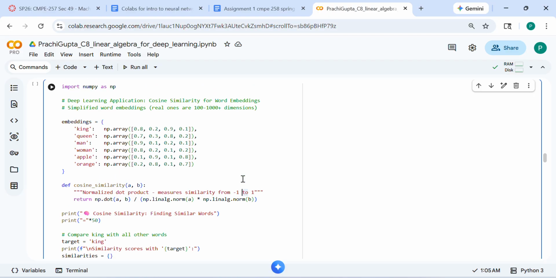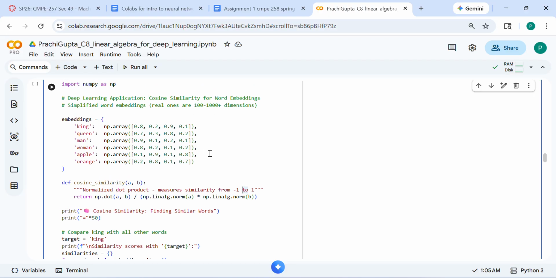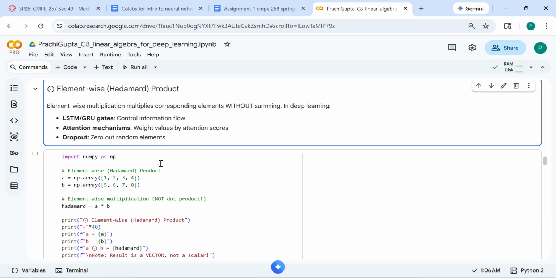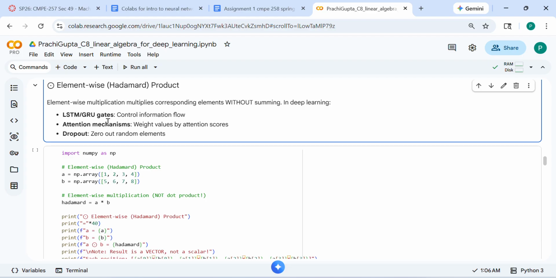Moving forward, deep learning application in cosine similarity, word embedding. We have already discussed cosine similarities. Element-wise operation: finally the Hadamard product. This is element-wise multiplication. Think of it like a gate. In an LSTM, the forget gate uses this operation to decide exactly which piece of memory to keep and which to discard by multiplying the memory by a vector of zeros and ones.